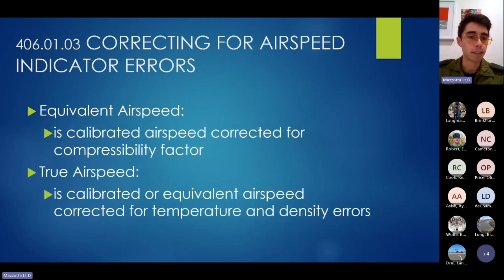Some other ones, your equivalent airspeed is calibrated airspeed corrected for the compressibility factor. It's important to note, though, for the equivalent airspeed, it's usually more important for pilots of high-speed aircraft. Not too important for us that fly less than 250 knots and below 10,000 feet. True altitude, or sorry, true airspeed, my apologies, is calibrated or equivalent airspeed corrected for temperature and density errors. So what this reading is going to be the actual speed of the aircraft as it moves through the air mass.